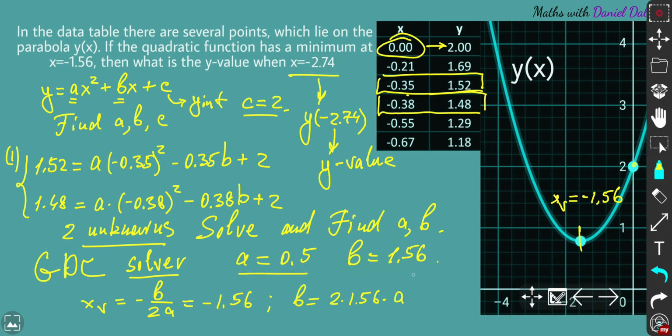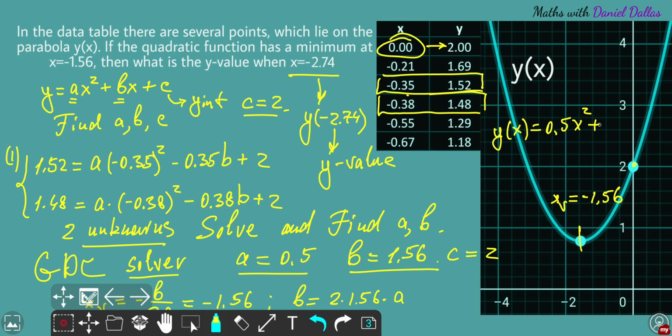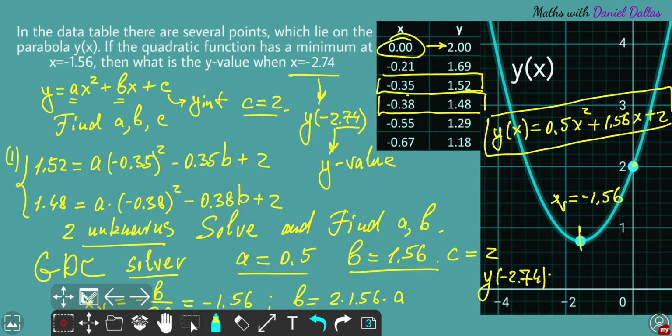Nevertheless, if we found a and b, and on top of that we already knew c, the general equation y from x is going to have the following form: 0.5x squared, then we add 1.56x and plus 2. So that's the equation for the quadratic function. And what we can do is plug in the value x equals negative 2.74. If we plug that in and calculate, we'll get the value corresponding to that x value, and the final result is going to be 1.48. So this is a bit longer way, but it's a classical way, and you can always apply it no matter which sort of problem you have, okay?